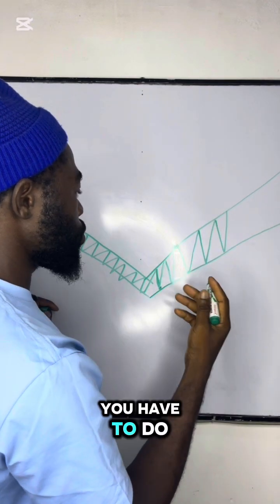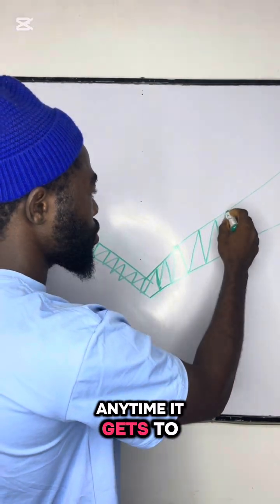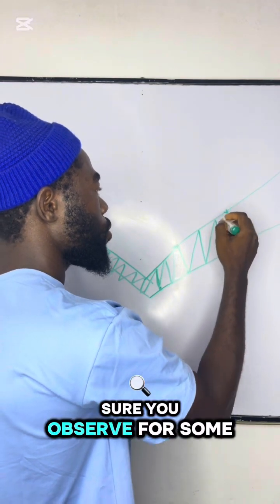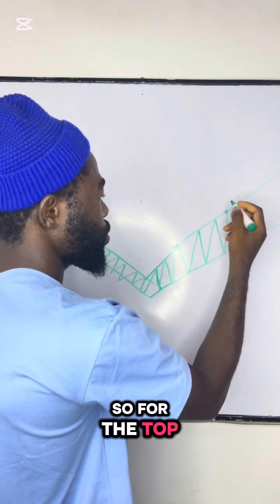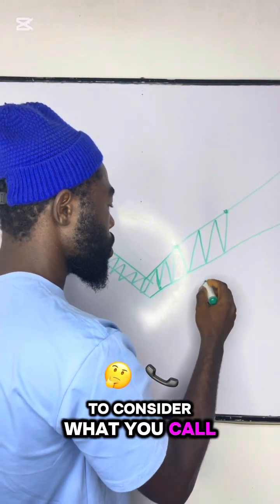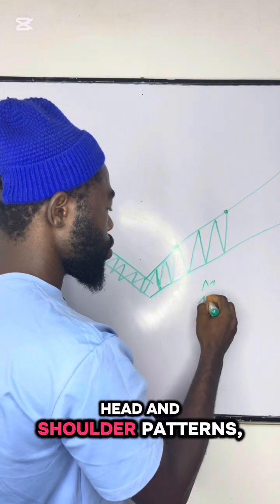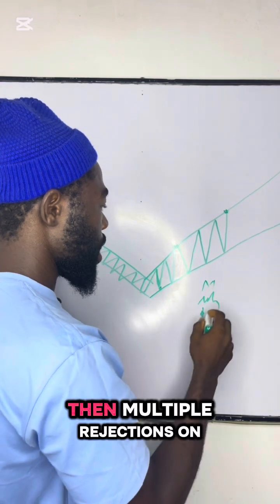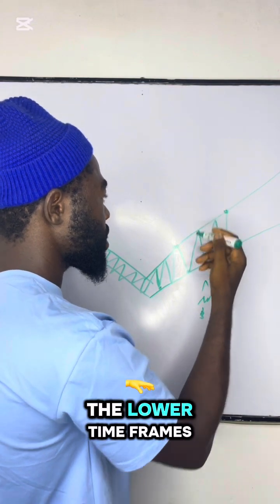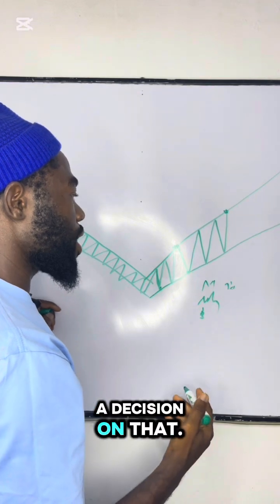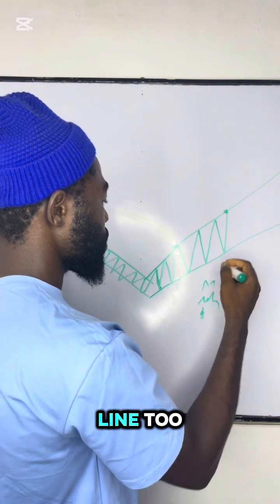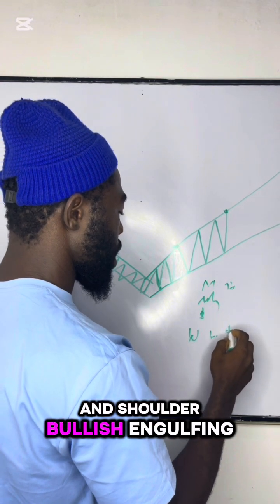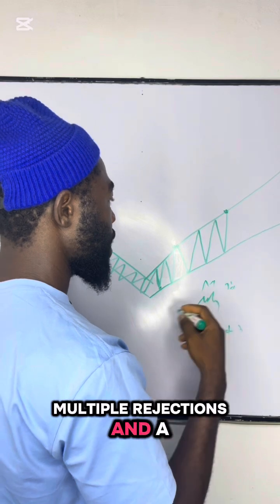But the only thing you have to do is that anytime it gets to the particular trend line you want to take a decision from, you have to make sure you observe for some good confluence. So for the top trend line, you're going to consider what you call double top, head and shoulders patterns, bearish engulfing, then multiple rejections on the lower time frames before you can take a decision on that. Then on the lower trend line too, you can also consider double bottom, also head and shoulders, bullish engulfing, multiple rejections, and a whole lot.